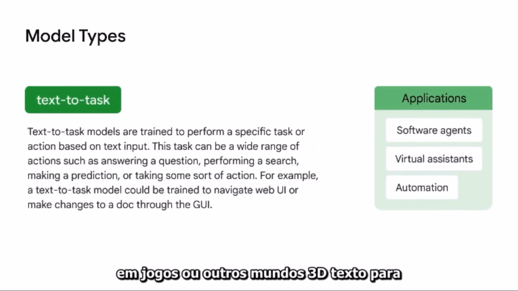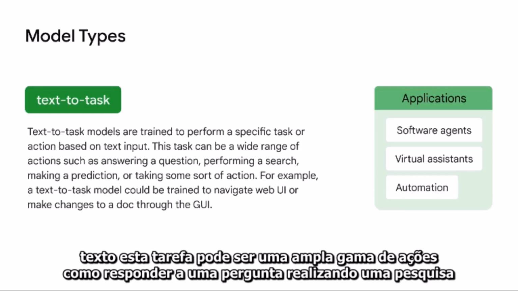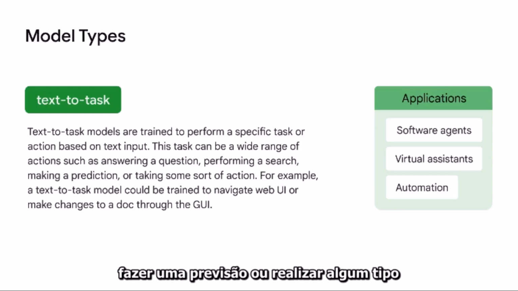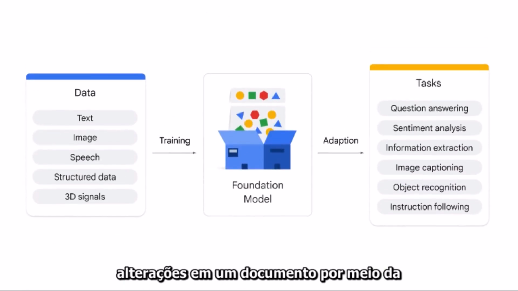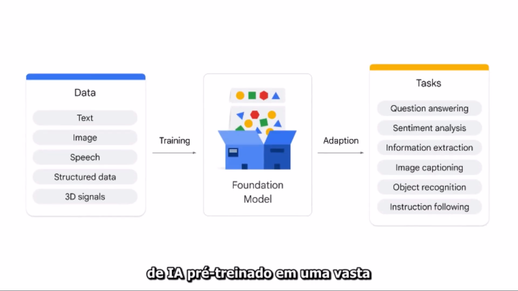Text-to-task. Text-to-task models are trained to perform a defined task or action based on text input. This task can be a wide range of actions such as answering a question, performing a search, making a prediction, or taking some sort of action. For example, a text-to-task model could be trained to navigate a web UI or make changes to a doc through the GUI.